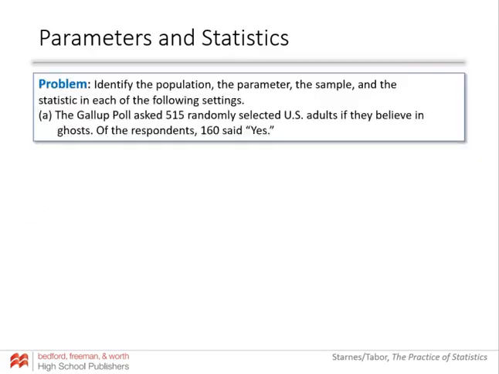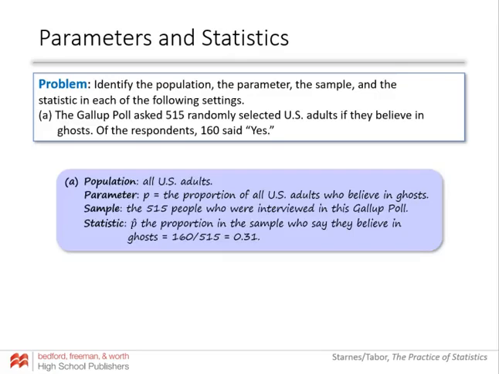Okay. So we have an example here. We want to identify the population, parameter, sample, and statistic. The Gallup poll asked 515 randomly selected U.S. adults if they believe in ghosts, and out of those 515, 160 said yes. So let's identify those four pieces. Our population is going to be all U.S. adults. We asked a sample of 515 of them.